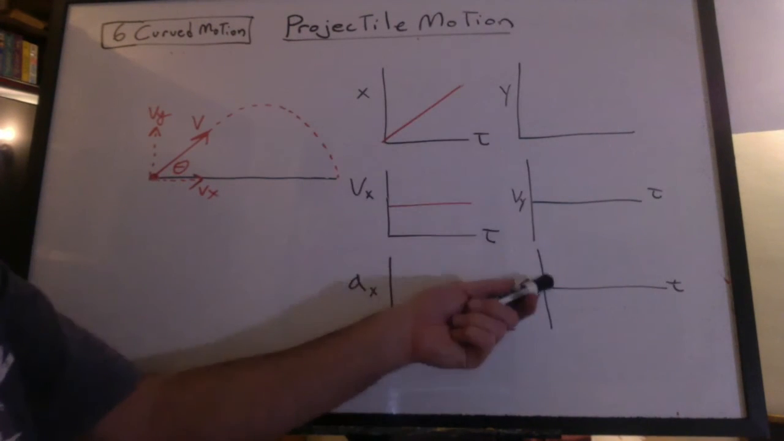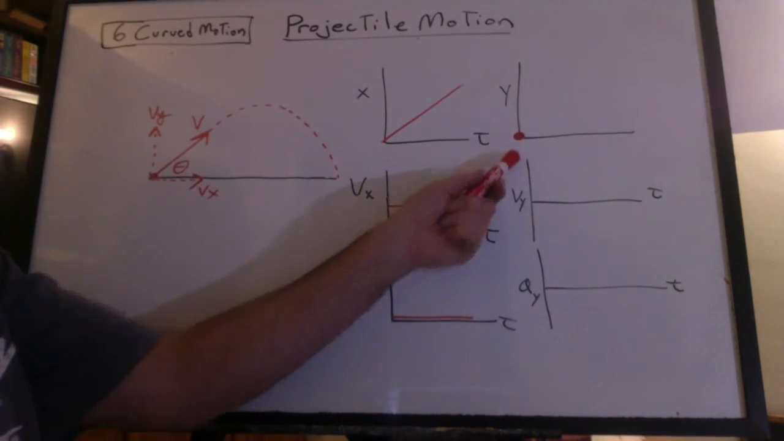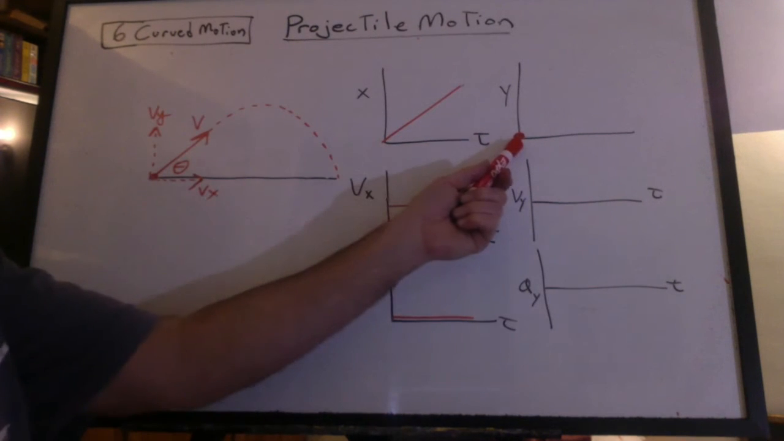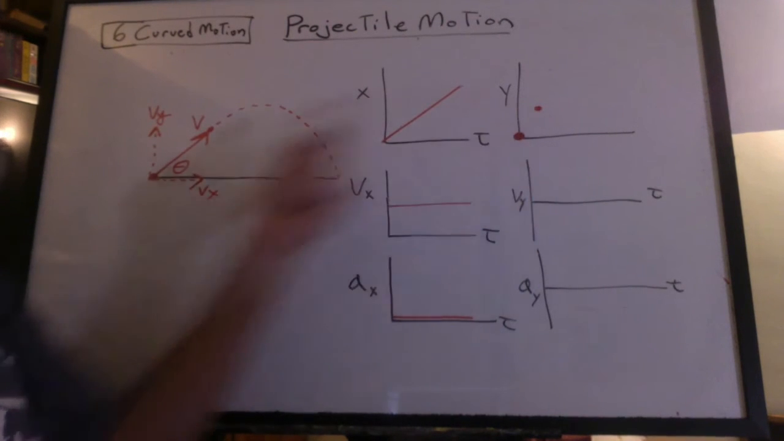Now the motion in the y direction. Do the first point. You're starting off at a height of 0, so we start here. In a little bit of time, we've gone up quite a bit.